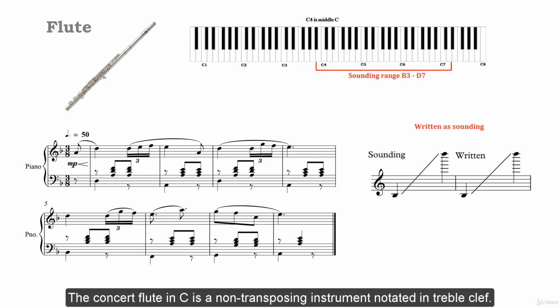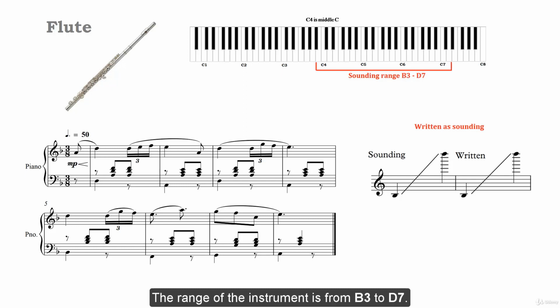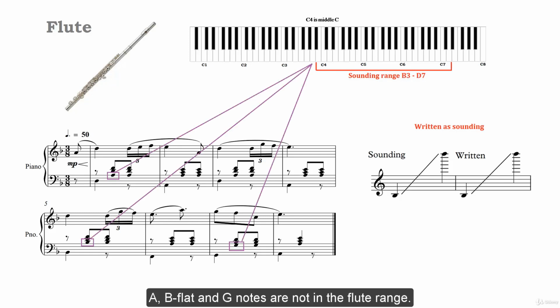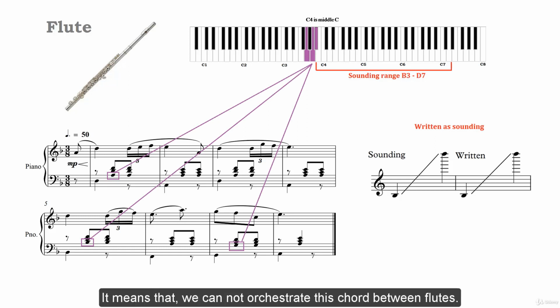The concert flute in C is a non-transposing instrument notated in treble clef. The range of the instrument is from B3 to D7. The flute sounds as written. Let's look at the piano score. A, B-flat and the G notes are not in the flute range. It means that we cannot orchestrate this chord between flutes.